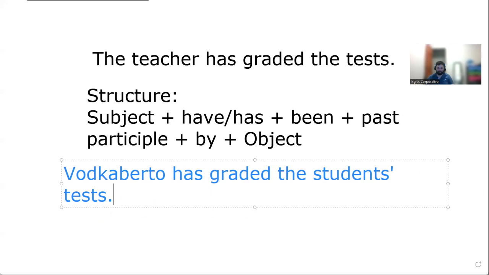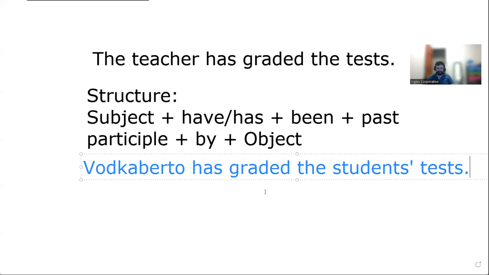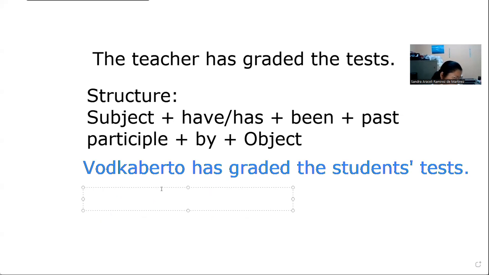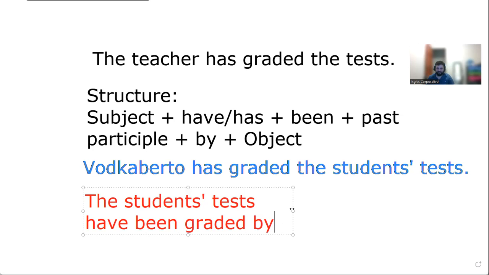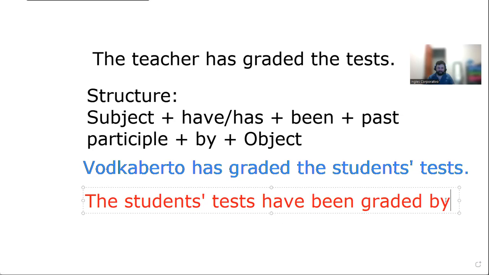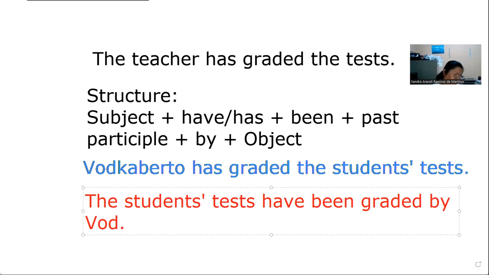So now, how do we turn this into passive voice following the structure that we got over here? The students' tests have been graded by Volcaberto. Very good. The students' tests have been graded by, right? By Volcaberto. I'm just going to call him VOD, okay? The students' tests have been graded by VOD. Okay, really good. All right, really good, guys, okay?